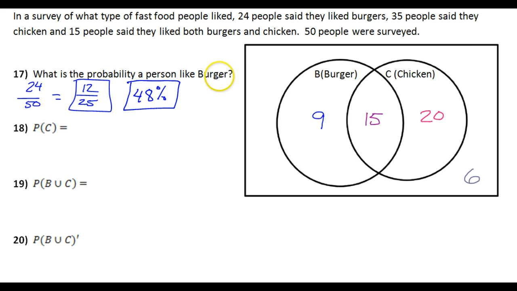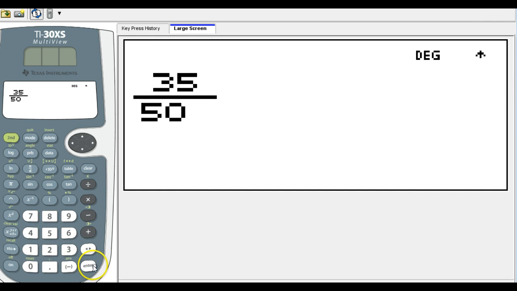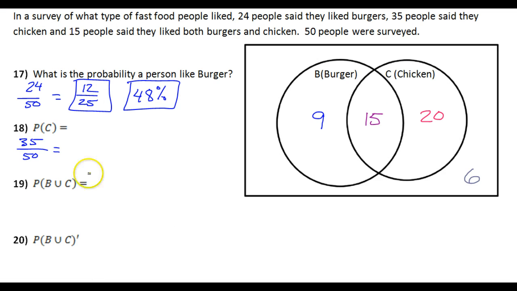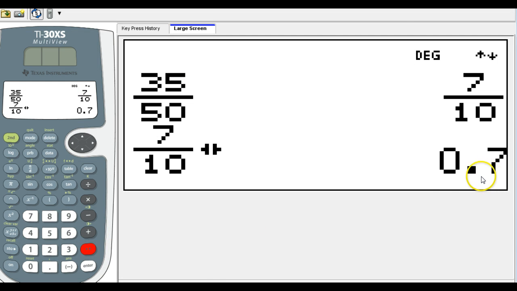Now, that was said in words, but this means a similar thing. P of C means the probability that a person likes chicken. All right, well, we know that the chicken people are 35. So that's going to be 35 out of 50, target over total. So that's 7 out of 10 people, which is 70%.